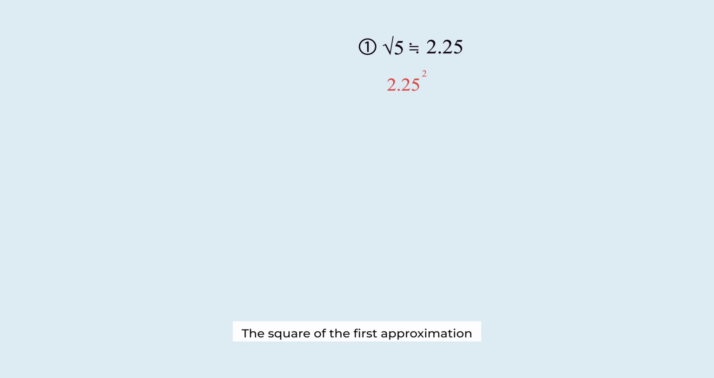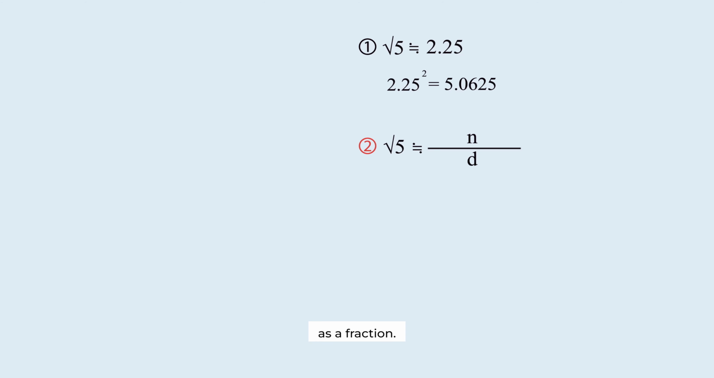The square of the first approximation is 5.0625, with an error of 0.0625 from 5. Now, let's reduce this error. The second approximation can also be expressed as a fraction. The numerator is the square of the first approximation plus 5, 10.0625. The denominator is first approximation times 2, 4.5. The second approximation is 2.2361.